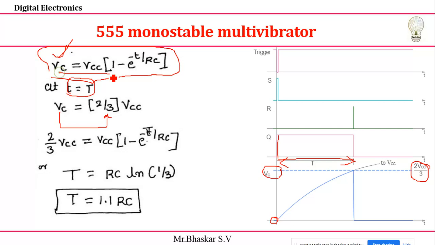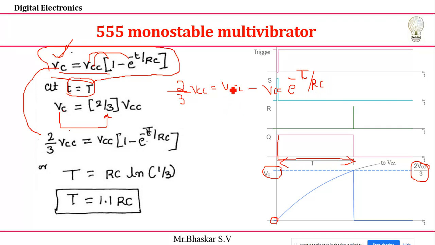Just consider, if you want you can write it down. Vc is the general equation. Suppose Vc is 2/3 of Vcc, then you need to substitute here. I'm going to take Vc as 2/3 of Vcc, and you just multiply here: Vcc into 1 means just Vcc. I'll solve this one. 2/3 of Vcc is equal to Vcc minus, multiplying Vcc here also, Vcc into e to the power of minus T divided by RC.